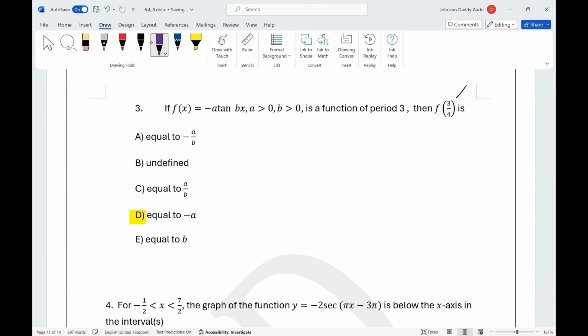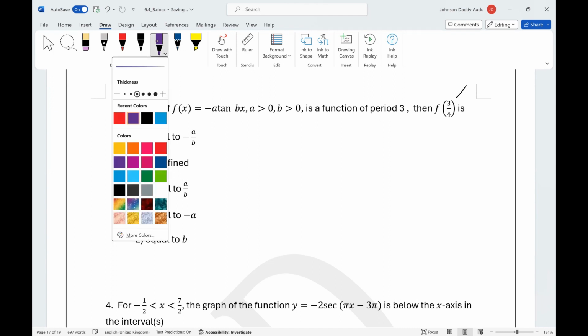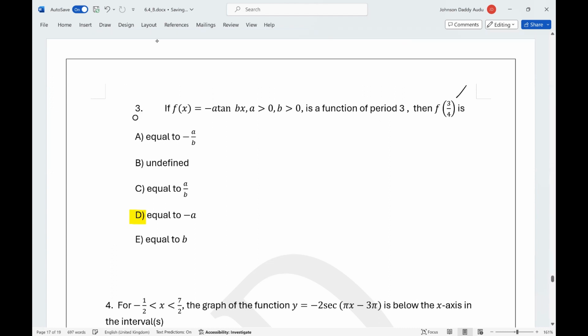Now, what do we do here? We are already told the period. This is a tan graph, so we have to use this information. We know the period for tan is pi over k. So it means the period is 3, so 3 is equal to pi over... Now, what is taking the position of k here? Here we don't have k, remember? This is in the form of a tan kx, but here we don't have k, we have b. So we're going to use pi over b.